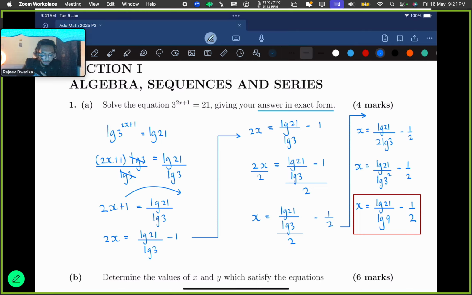Again, you understand why I couldn't combine this and this, right? Because log 21 over log 3 wasn't a single log term. It wasn't one log term, it was already two. So plug that into your calculator and let me know what you're getting for x to 2 decimal places.